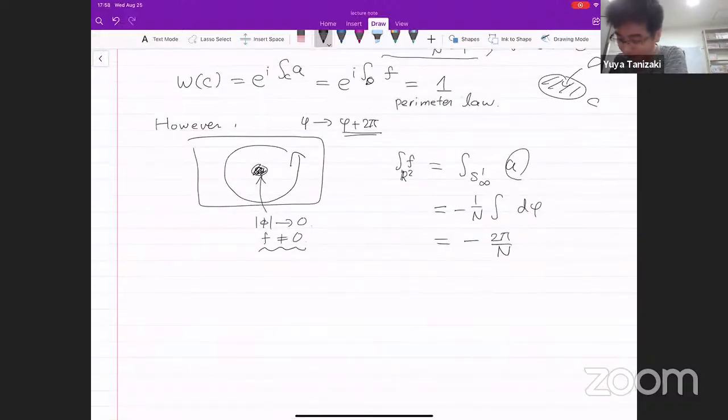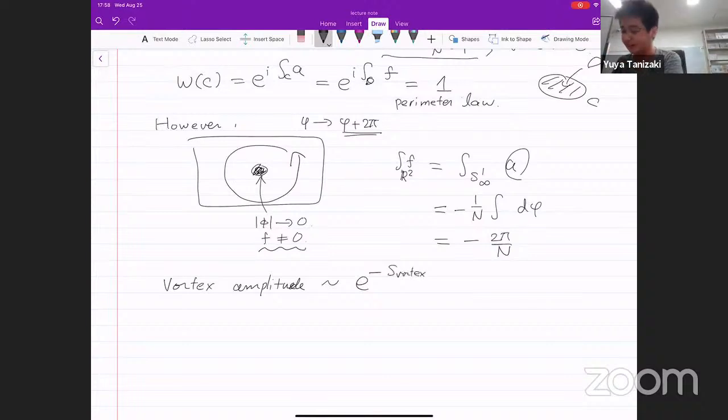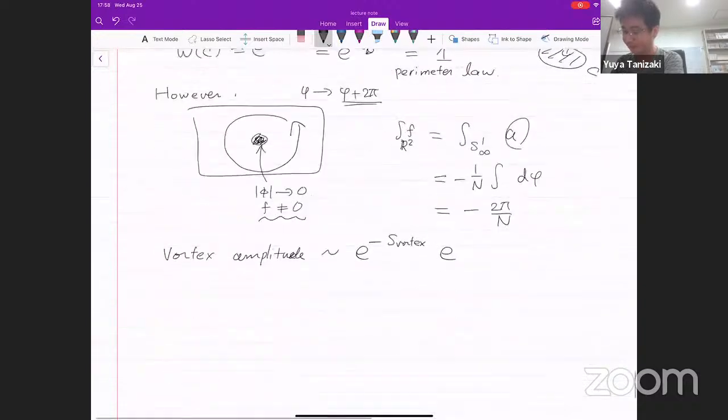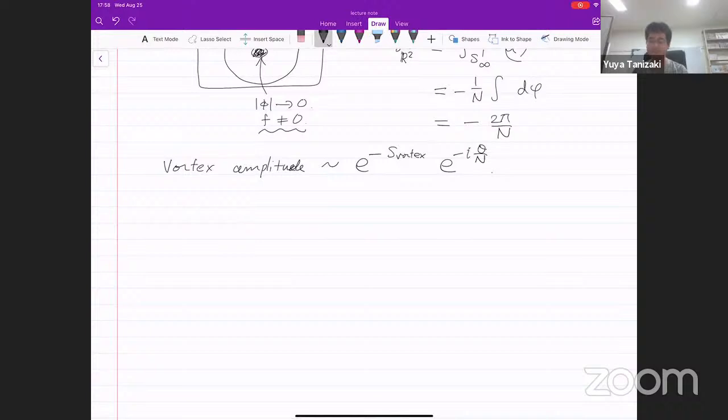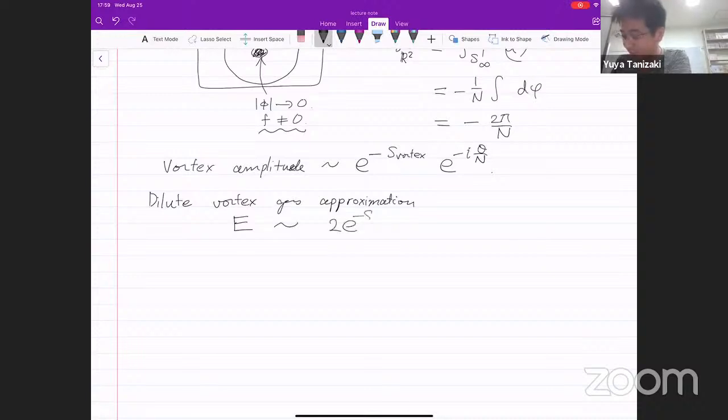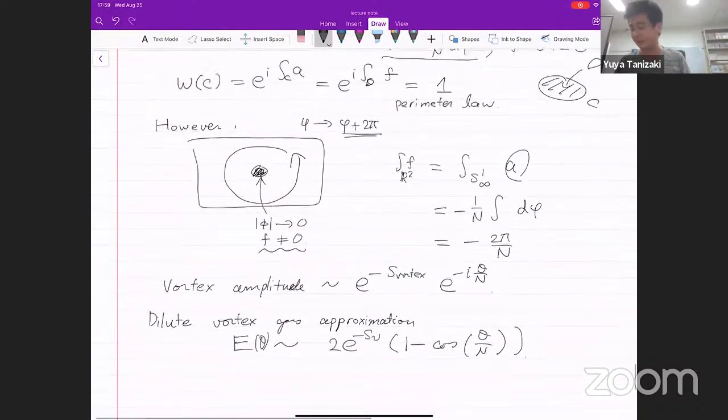And if there are many, we can now compute the vortex amplitude as e^{-S}, the classical action of the vortex. And since the integration of F is 1 over N times 2 pi, it has a non-trivial theta dependence here. So it has i theta over N, something like this. Then performing the dilute vortex gas approximation, we can compute the ground state energy of this vortex, and you get something like e^{-S_vortex times (1 minus cosine theta over N)}. So this is the theta dependence of the 2D U(1) gauge Higgs model.